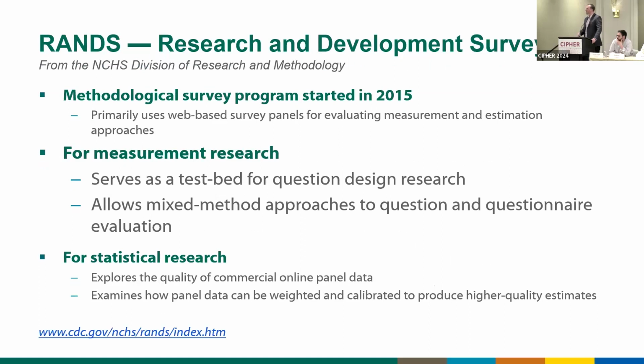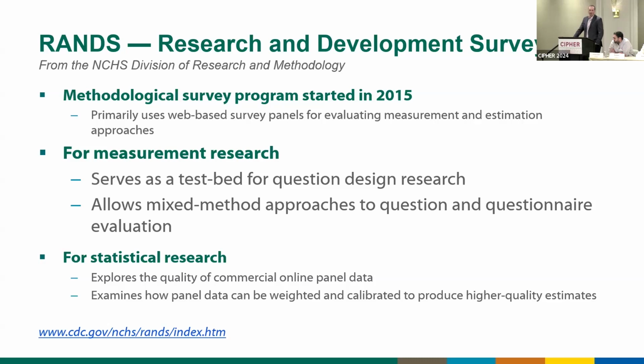So I think I'm only going to do one case study today, knowing how quick all these presentations have been. I'm going to focus on our Research and Development Survey, or RANDS, which is a program we started about a decade ago at NCHS. We use probability panels to conduct methodological research, both looking at the properties of panels and how we can use them in the federal statistical system, and then also using these panels for question evaluation research.